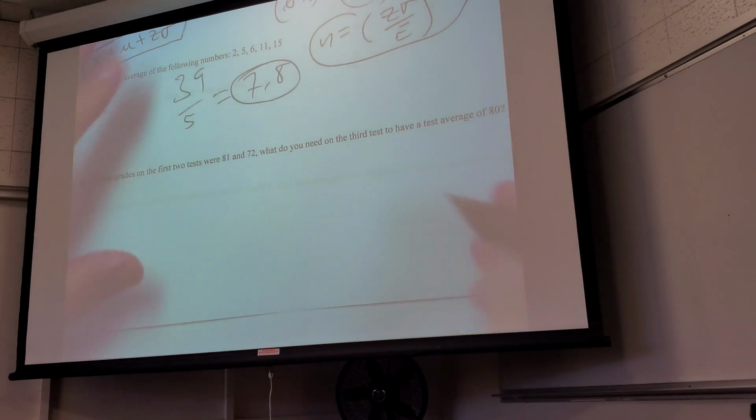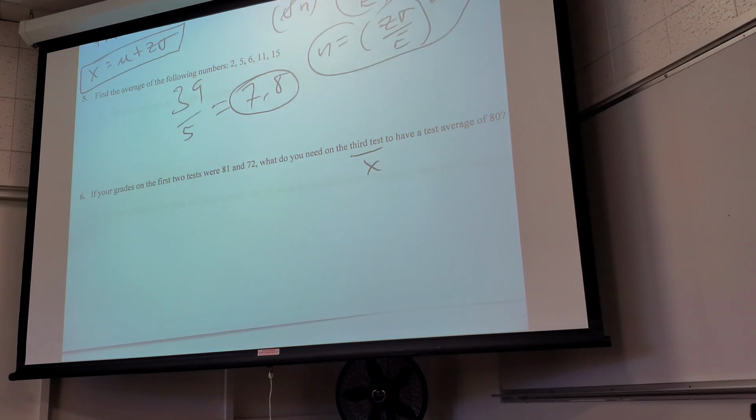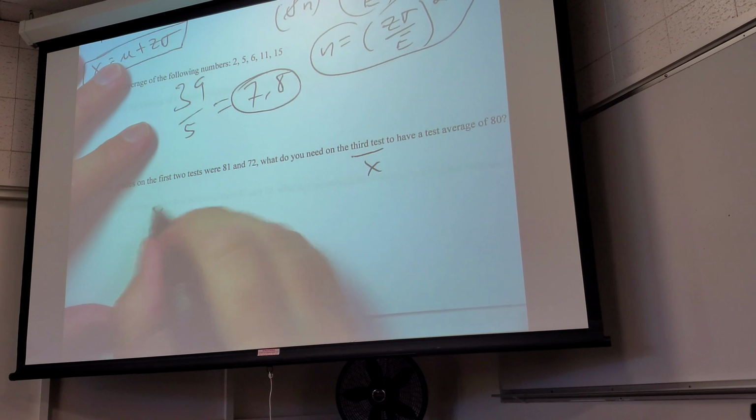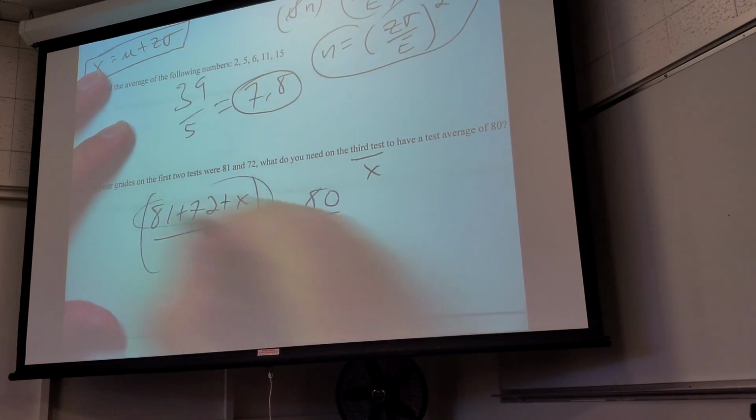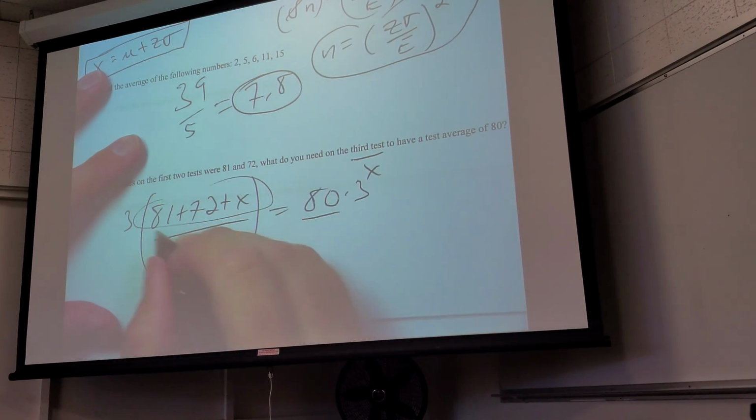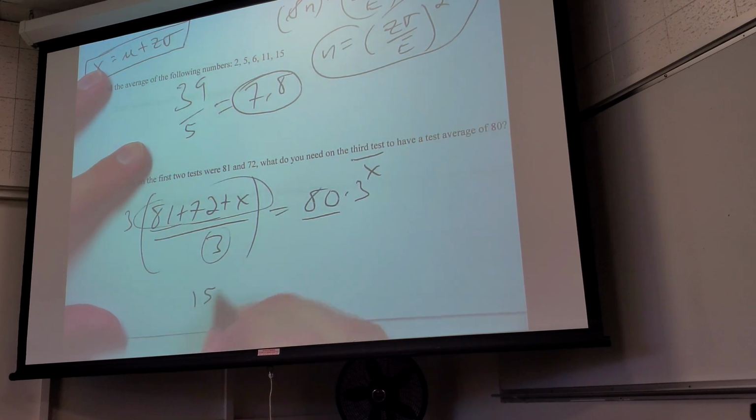So let's see. If I call the third test X, now I know exactly how to find the average. How do I find the average of 3 test grades? I did 81 plus 72 plus X over 3 equals 80. If I add them all up and divide by 3, that equals the average. What's the next step to solve? 80 times 3. So now I get 81 plus 72 is 153, right?